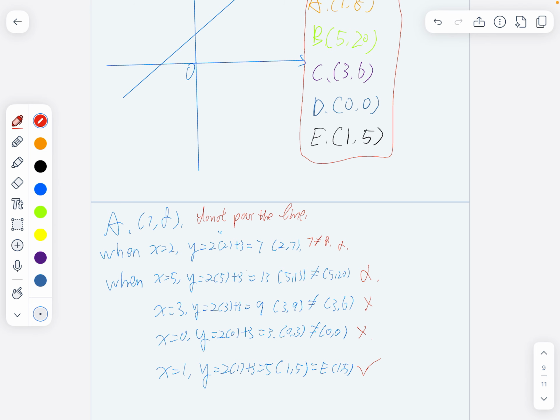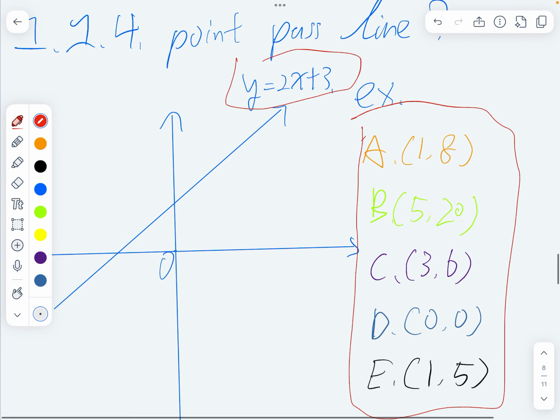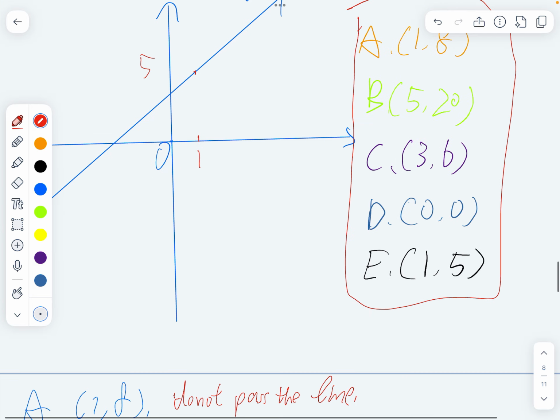Let's draw out the graph. The E is that point 1, 5, right?